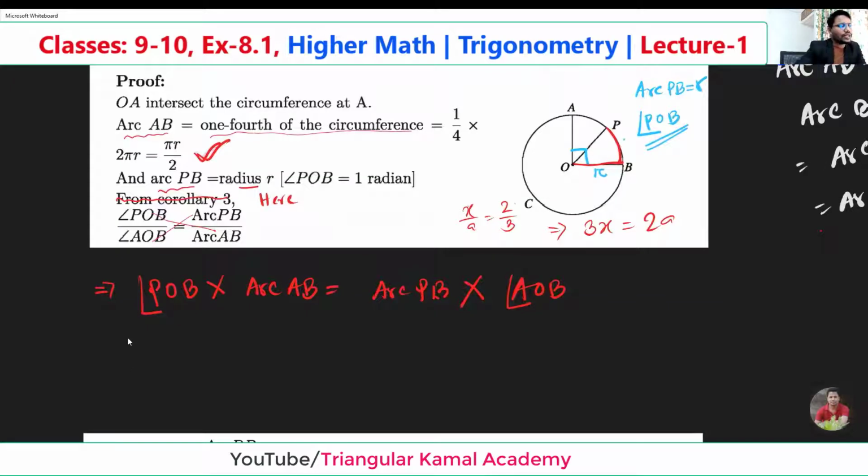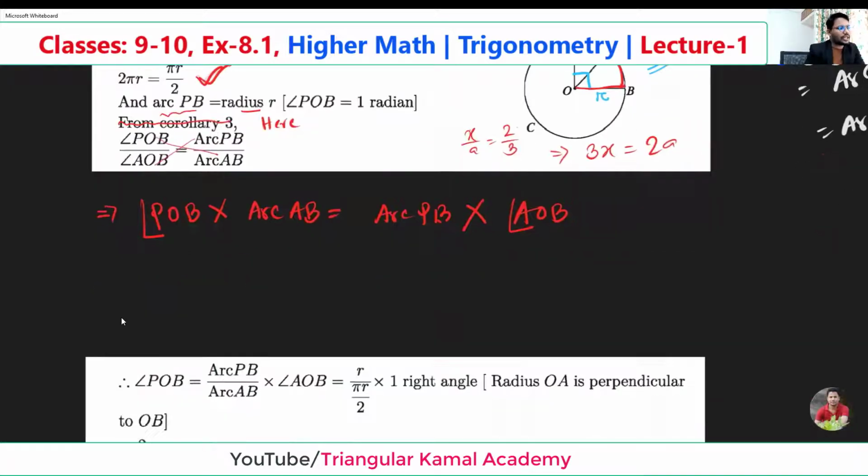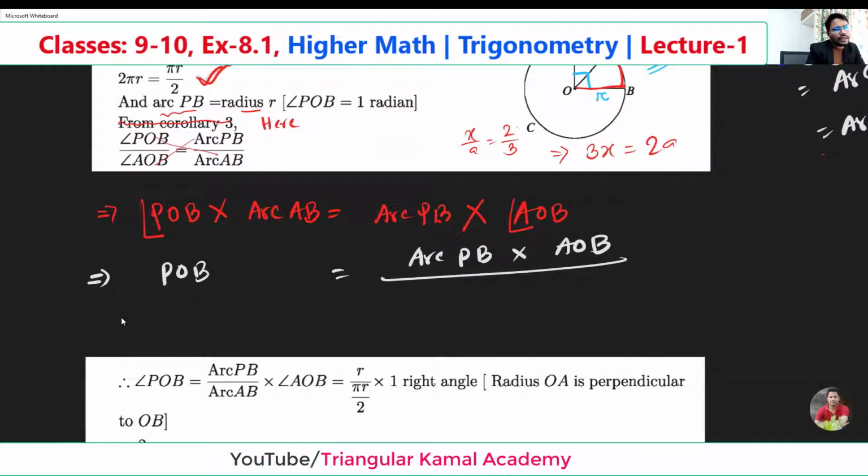So now if we find the value of the radian angle here, we will get POB angle, and this is equal. First write here on the right side arc PB and multiply AOB angle. Now if we shift this one from the left side to the right side, this one will be divided, so there is arc AB. So now this is the value of the radian angle: arc PB multiplied with AOB divided by AB.